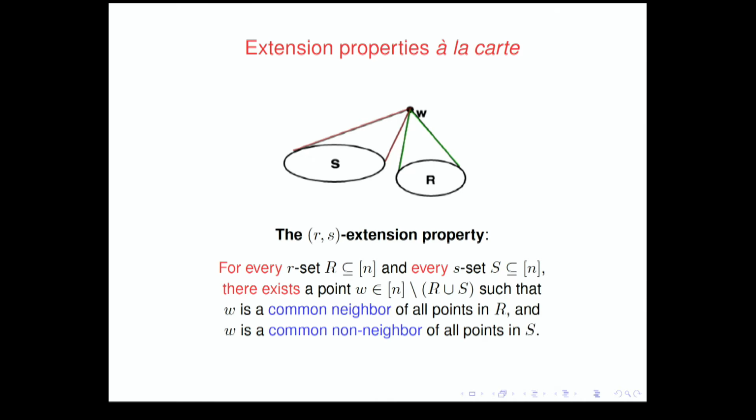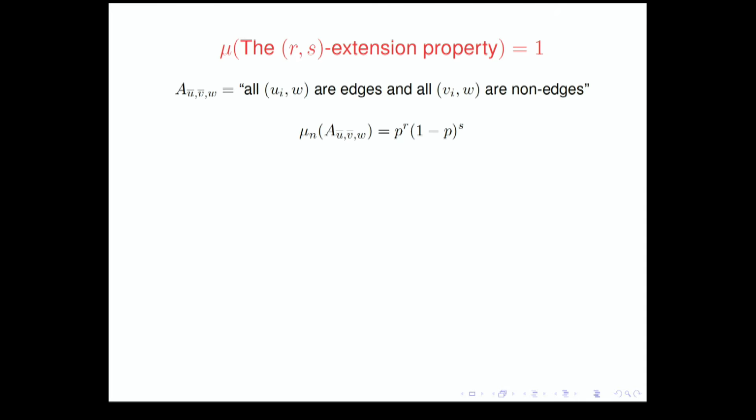So this is the RS extension property, and it's not even clear that there are finite graphs that satisfy this. But if you do this very simple counting, they do. Most of the graphs actually satisfy this for fixed R and S. So let's do it again, very simple computation. You have a set of size R and a set of size S listed as a tuple, what is the probability that all these things are edges and all these things are non-edges? You have p to the R, (1 minus p) to the S.